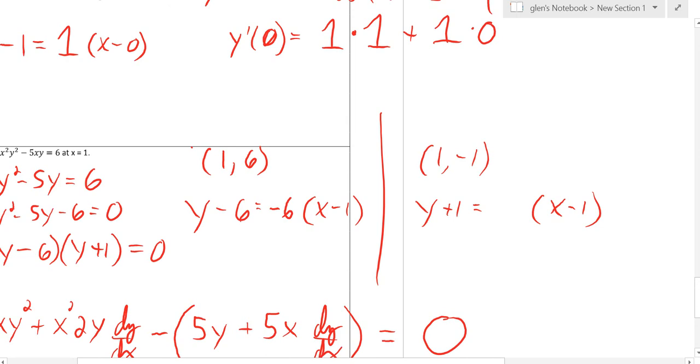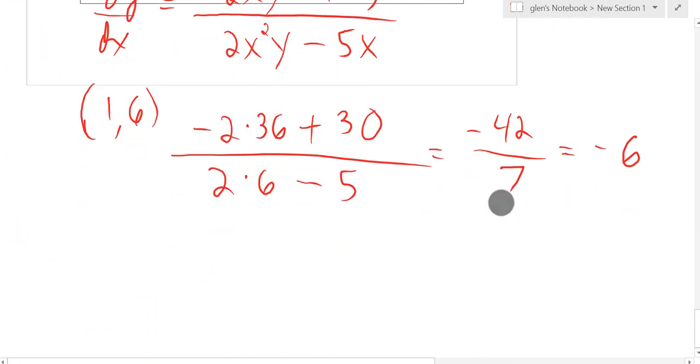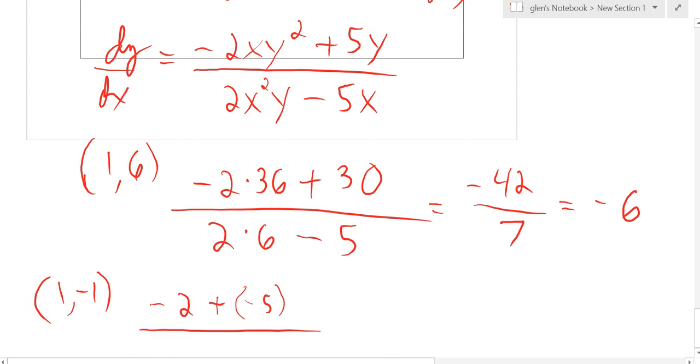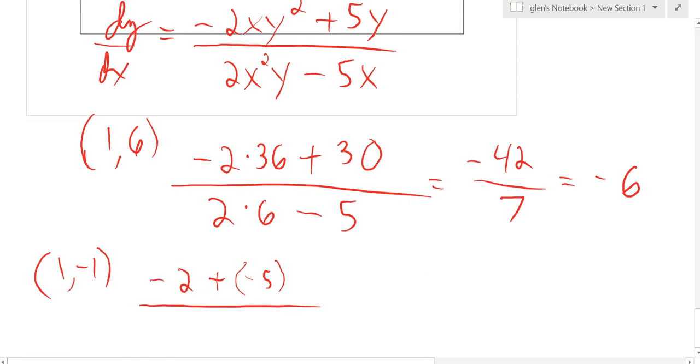So one tangent line is y minus 6 equals negative 6 times x minus 1. Then we have to plug in 1, negative 1. So let's go and do that. When you plug in 1, negative 1, we're going to get negative 2 times 1 times negative 1 squared. That's just negative 2 altogether. Plus 5 times negative 1, that's negative 5, over 2 times 1 squared times negative 1, it's negative 2, minus 5.